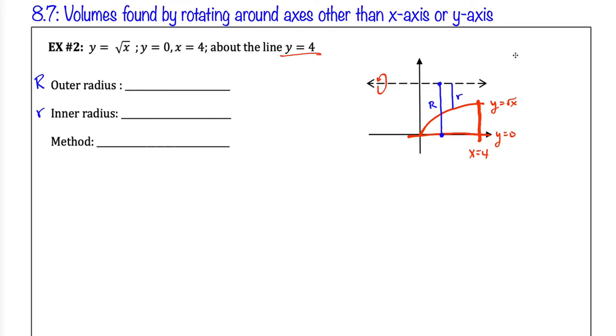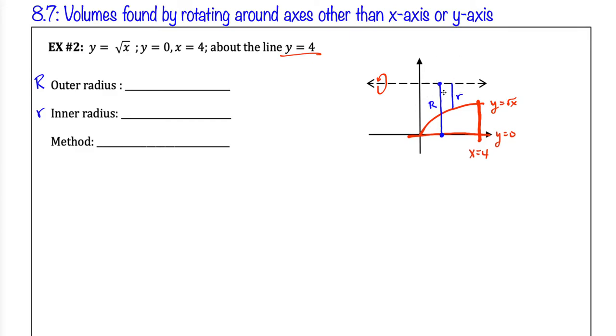I appreciate that volunteering. If I had to guess, the outer radius, which is big R, is I think y equals 0, and the inner radius, which is little r, would be the square root of x. What did you say, big R? Big R is 0. Or like a length of 0? Sorry, it's a length of 4, but it's along the y equals 0. I got what you're saying.